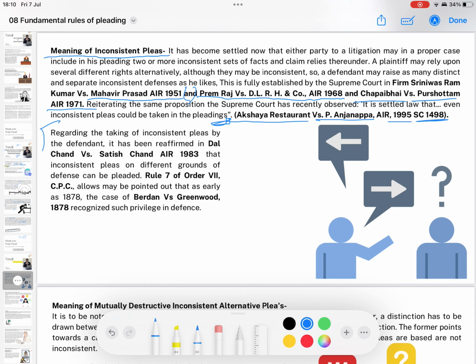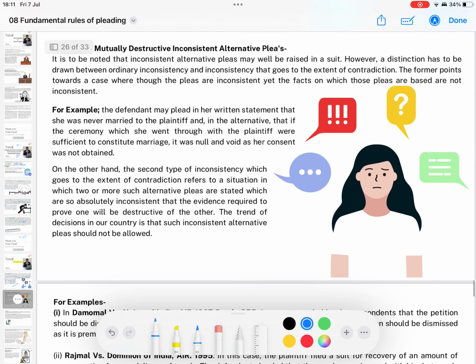Regarding the taking of inconsistent plea by the defendant, it has been reaffirmed in Dalchand versus Satish Chand, AIR 1983, that inconsistent pleas on the different grounds of defense can be pleaded. Rule 7 of Order 7 C.P.C. allows this, and it may be pointed out that as early as 1878, the case of Burden versus Greenwood recognized such privilege in defense. So the matter of inconsistent plea is well established, that it can be proposed on certain grounds.